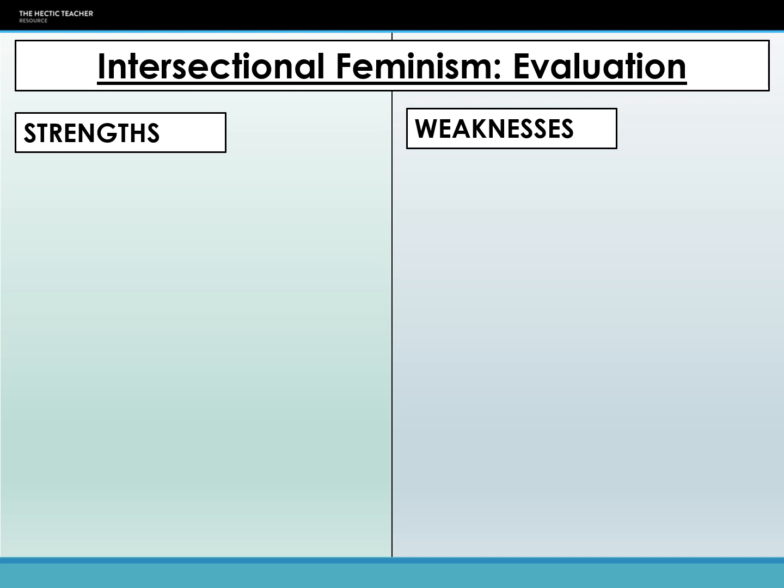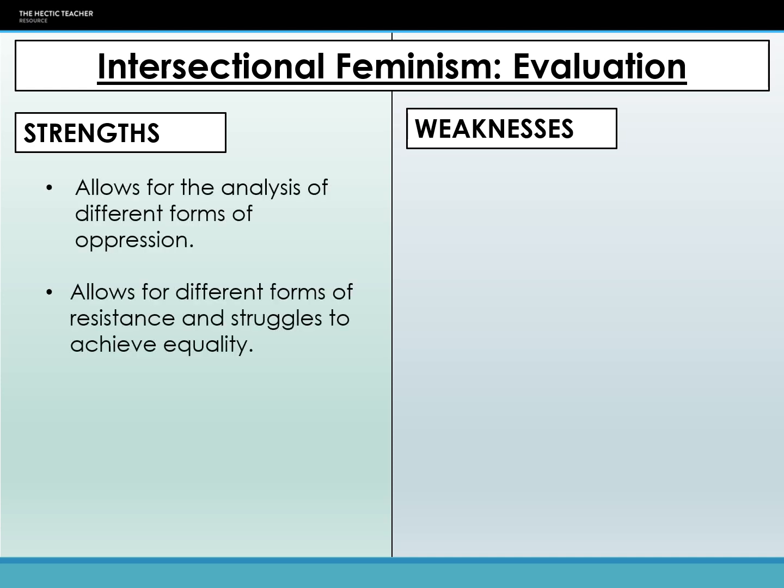So strengths and limitations again. The intersectional view allows us to see that oppression is individualized, it is different for different people, and it allows for different forms of resistance to achieve equality. So it's not saying that there is one road to equality. There are many roads to equality, and different people will need to follow different paths to it.